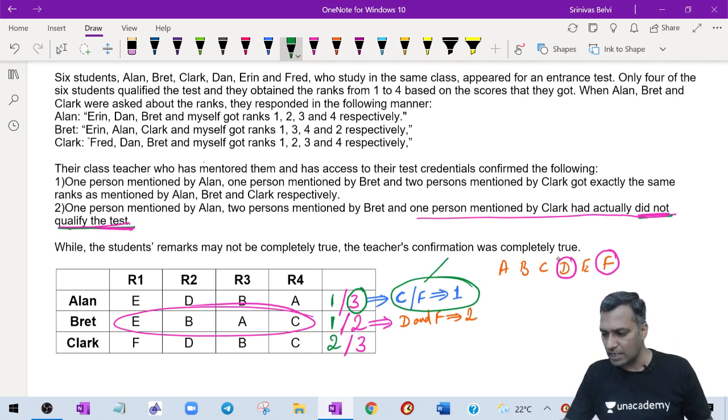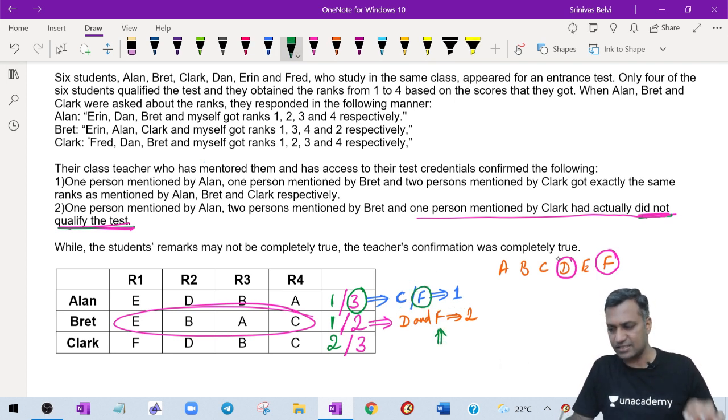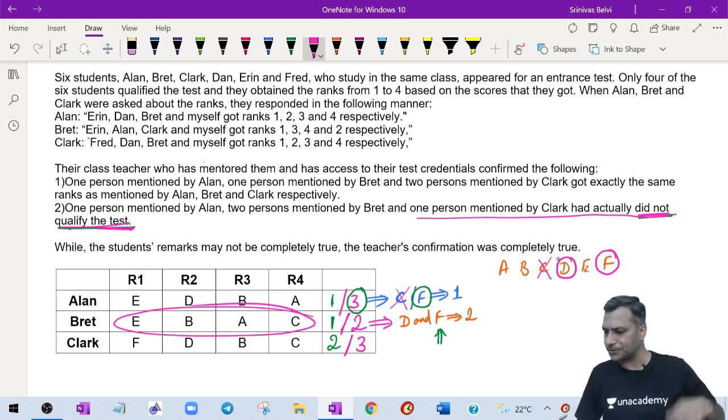Between C and F, one person should be there in the rank list, and it is F, no doubt about it. Why? Because F is necessarily there on the rank list. F is there on the rank list implies what? C is not in the rank list. I will cross C because C can never be on the rank list.